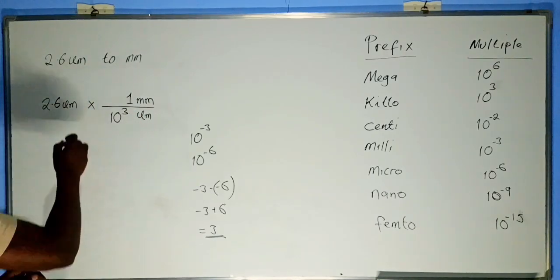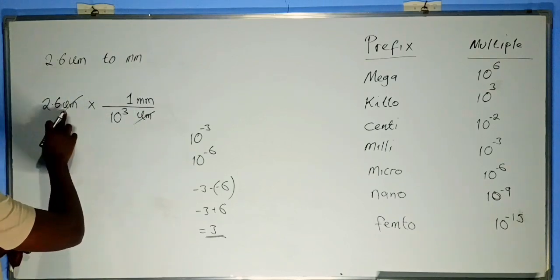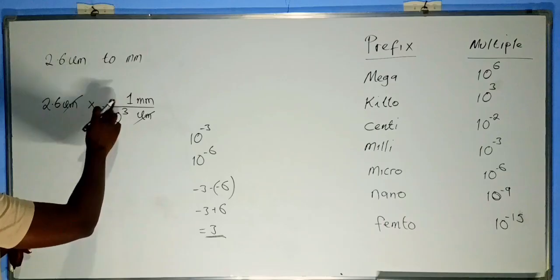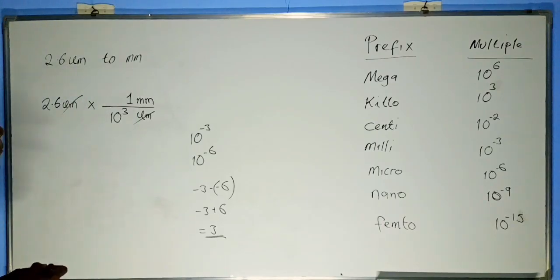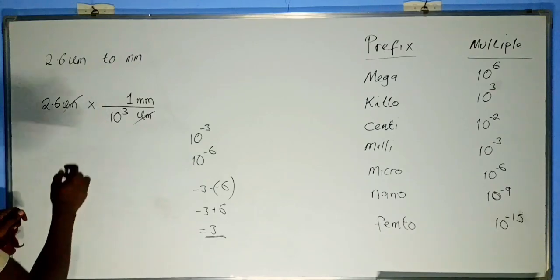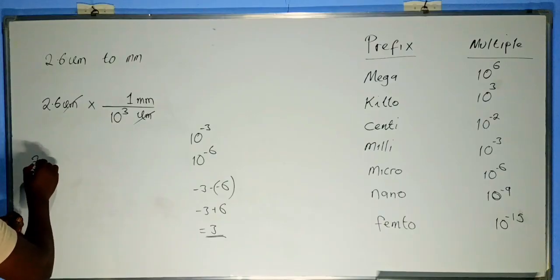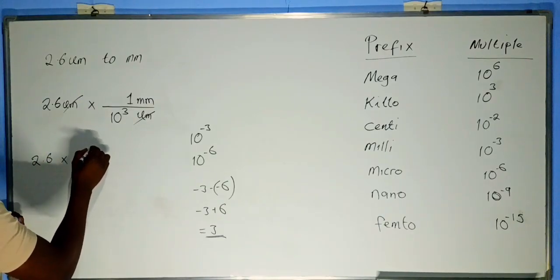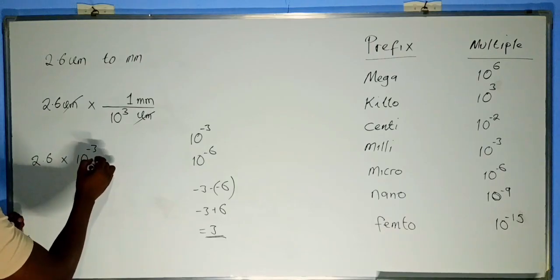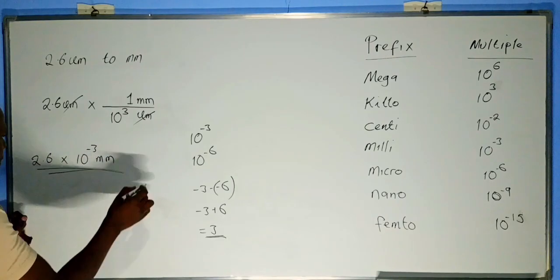When you read this stage, that and that will go. What we have here is 2.6 times 10, 2.6 multiplied by 1, then divided by 10 to the 3. When we do the mathematics here, this will give us 2.6 times 10 to the minus 3. And our unit here will be millimeter. So this will be our answer.